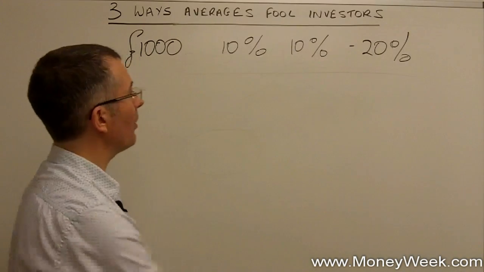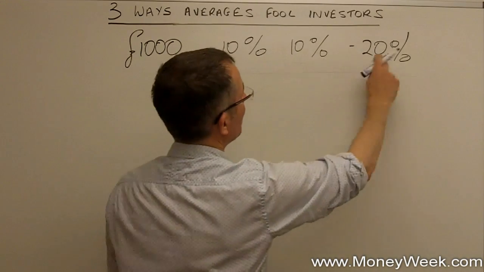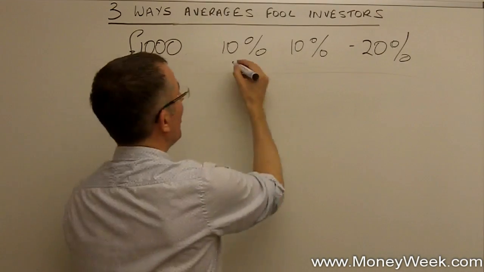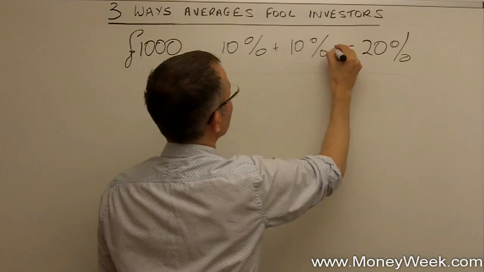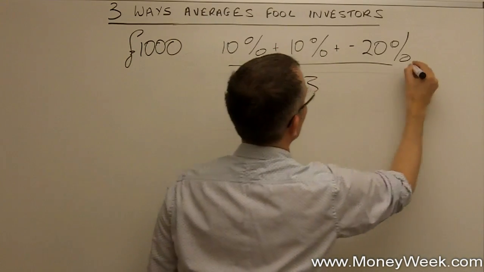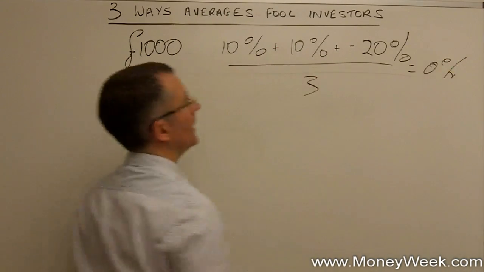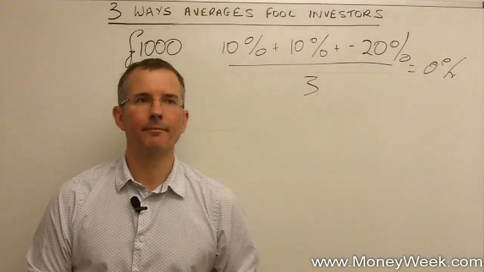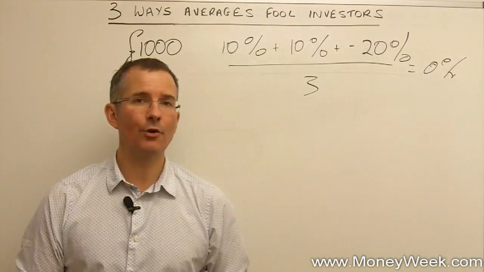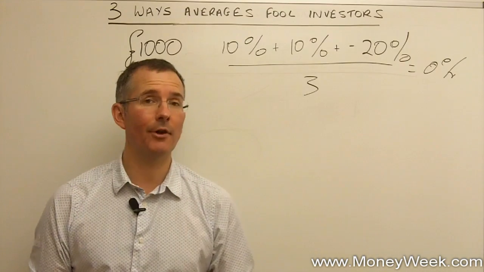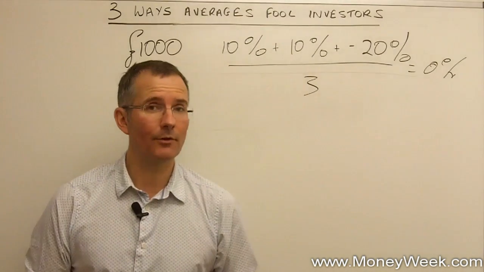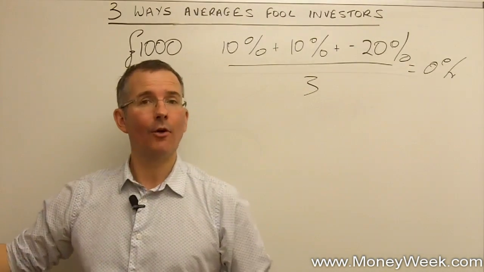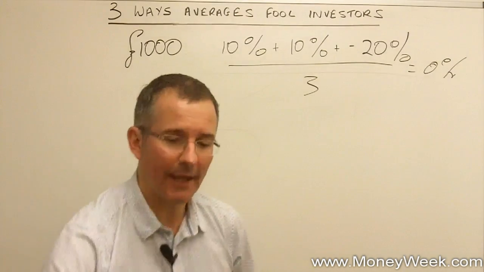Let's keep this nice and simple. 10 plus 10 minus 20 is 0. All divided by 3 is 0. The average return is 0. Not quite. Because if that's true, you'd still have £1,000 at the end of year 3. And you don't. Not if you stayed invested all the way through, you don't. So just be a little bit careful.